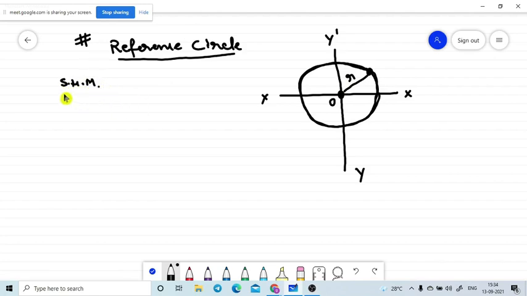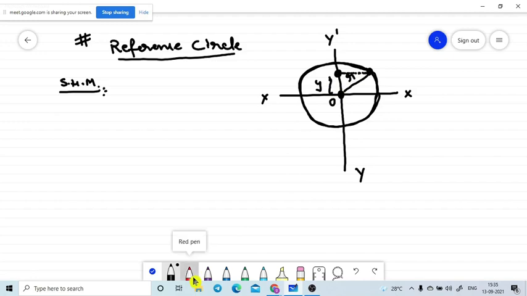So keeping in view simple harmonic motion, let me observe the projection of the particle on the y-axis. Let me take the projection of the particle on the y-axis. So this is the position of the particle, and this is the position of its projection on the y-axis. Let me take this distance and denote it with y.